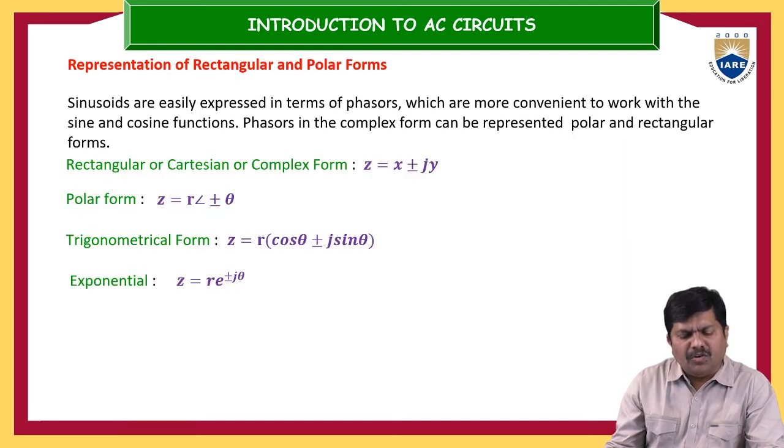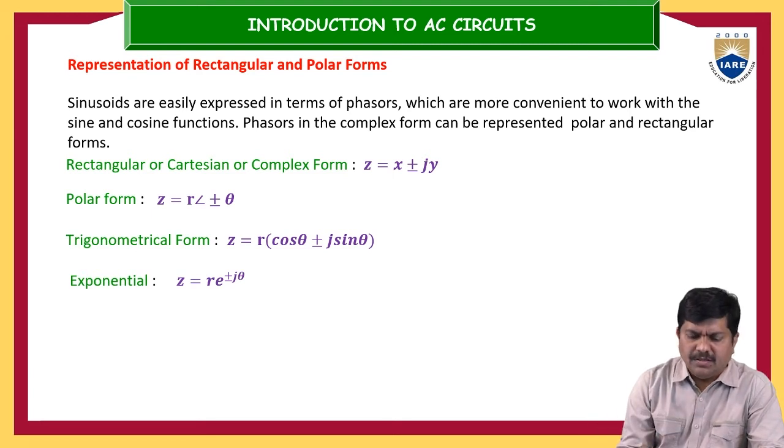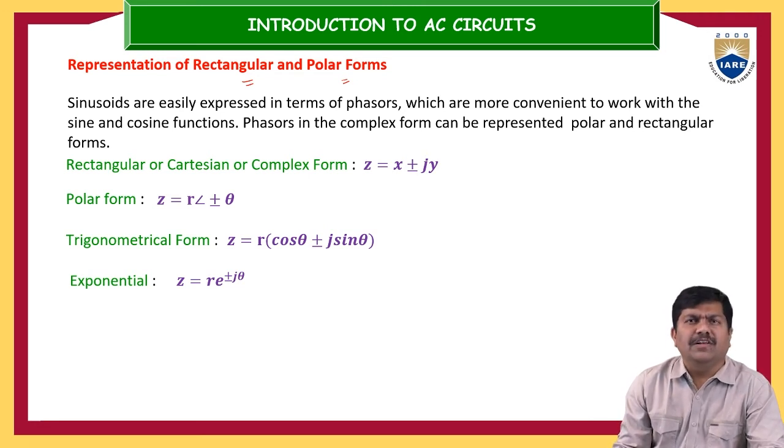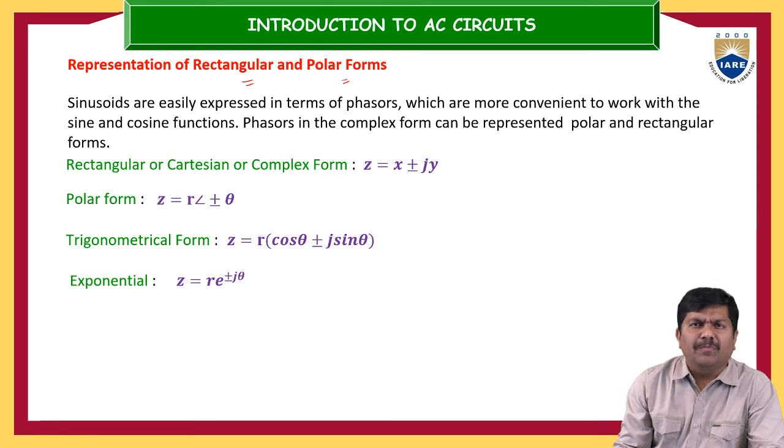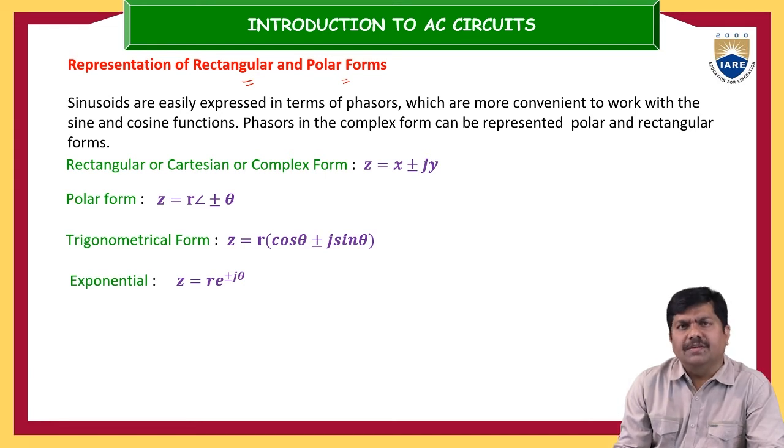These alternating quantities, these complex parameters, can be represented in two forms. One is the rectangular form, the next one is the polar form. Of course, we know this from the fundamental level, but I am presenting this slide for your better understanding. Sinusoids, that is, alternating quantities, are easily expressed in terms of phasors, which are more convenient to work with than the sine and cosine functions. Sine and cosine are similar, only a phase difference might be there between them.